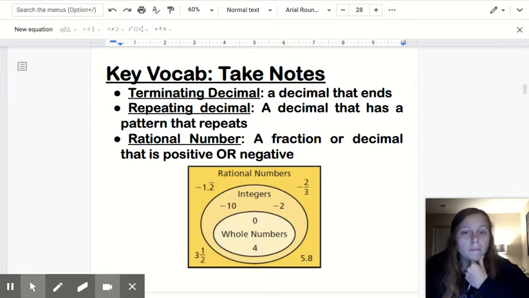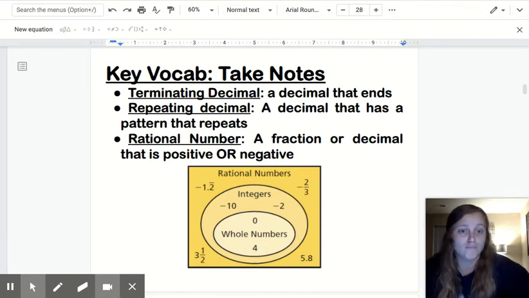A rational number is a fraction or a decimal that's positive or negative. So if I say 5/8, that's a rational number. If I say negative 5/8, that's a rational number. 0.82, rational number. Negative 0.82, rational number.